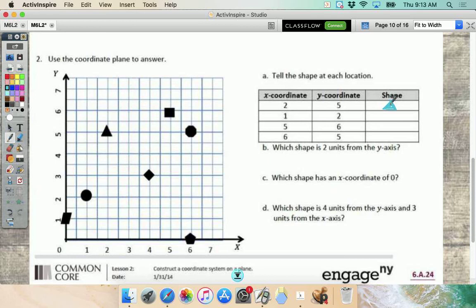Okay, the next one, Eileen. Which shape is that? 1, 2. Over 1, up 2. What shape is this? Okay. And Jesus, over 5, up 6. The square.